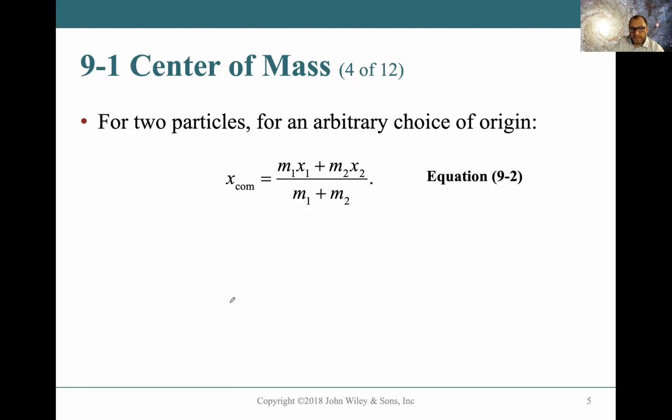So if we say here is our Sun-Jupiter system, and we put the origin at the center of mass, then x1 would be right here, and this would be the mass of the Sun. Then x2 would go all the way out here to Jupiter, and m2 would be the mass of Jupiter.